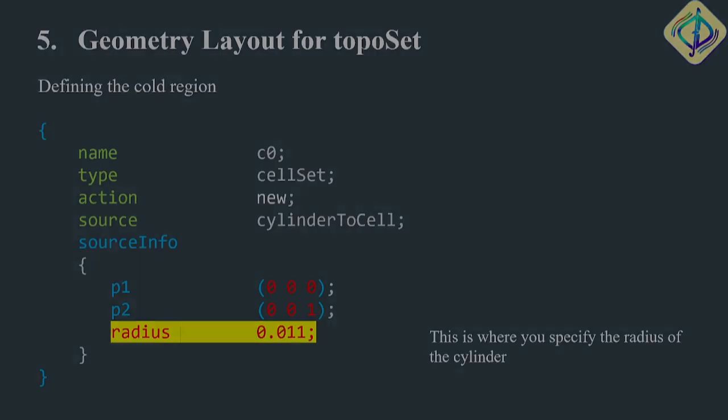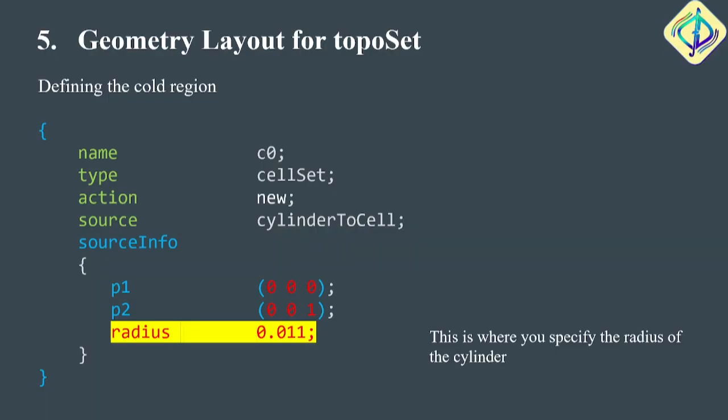Once you've specified your lower and upper limit, you have to specify your radius. Under radius you can specify the radius that you're using for the cylinder. In our case it's 0.011. Since we're using the cylinder to cell source type, we have to specify P1, P2, and radius. Depending on what type you choose, these things will vary.